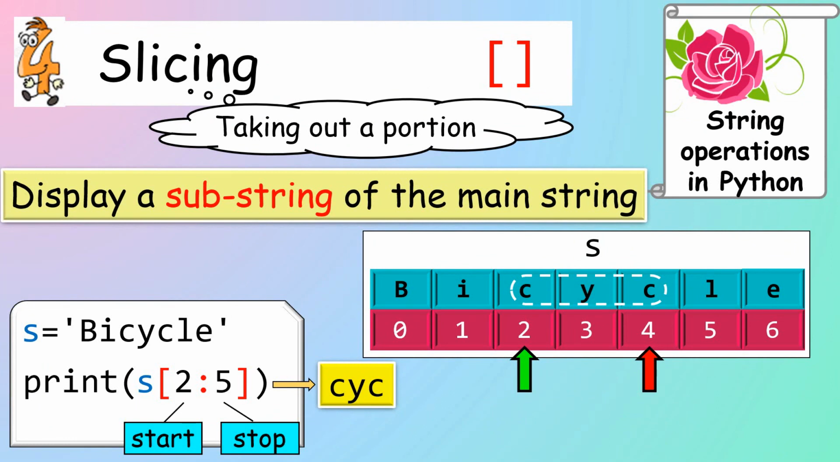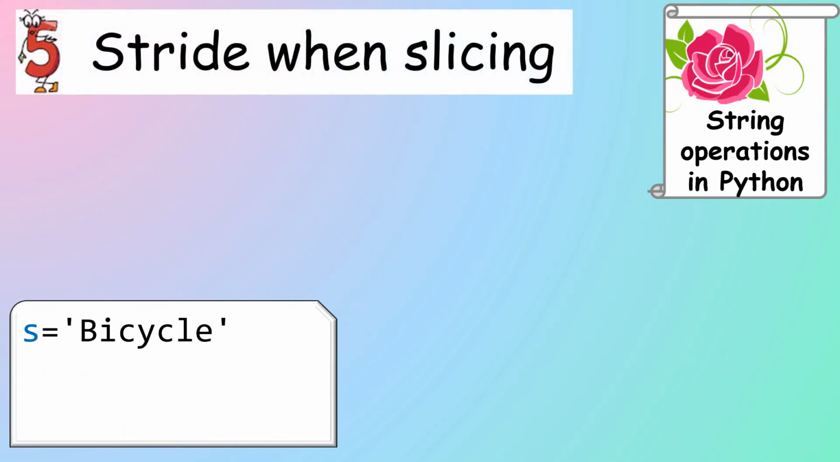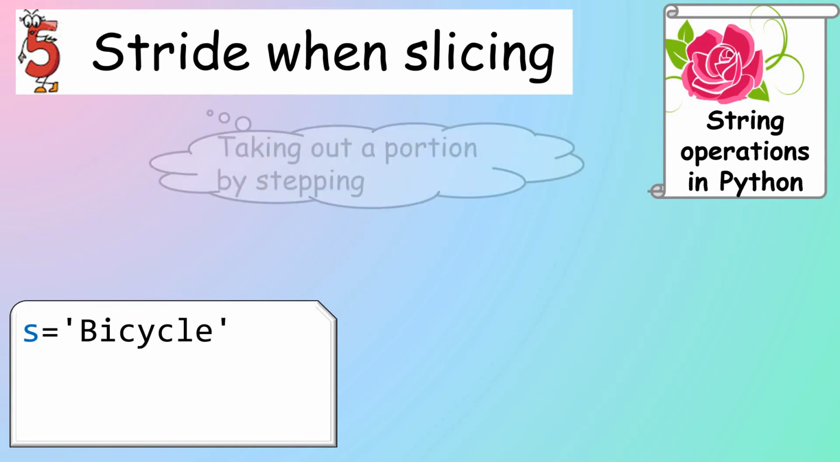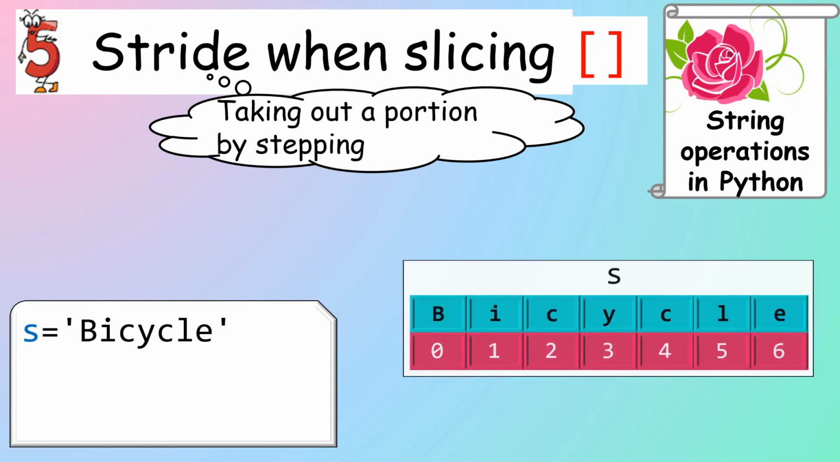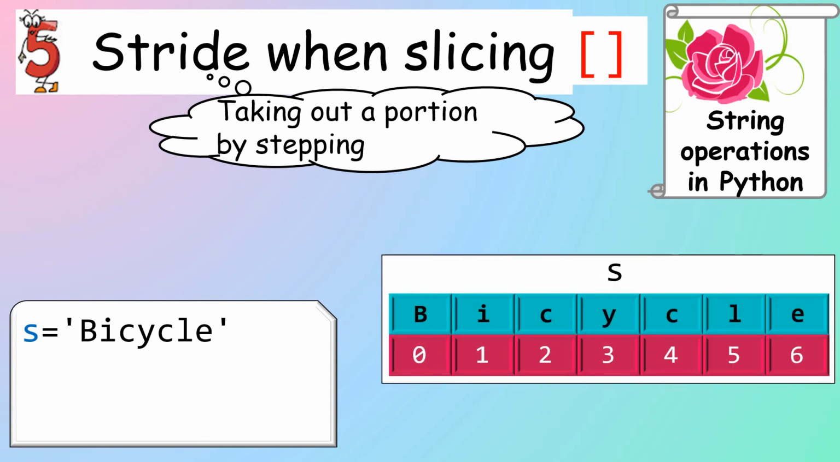So next we will move on to the next operation, which is stride when slicing. Stride means stepping. So taking out a portion of the string by stepping or jumping. The operator is the same as the slicing operator, the square brackets. So we will see an example. Now S is equal to bicycle. In this, suppose I want to slice out B and then Y and then E.